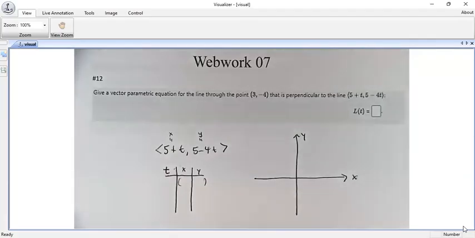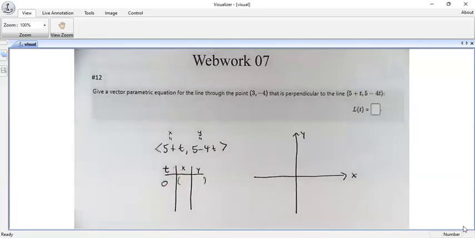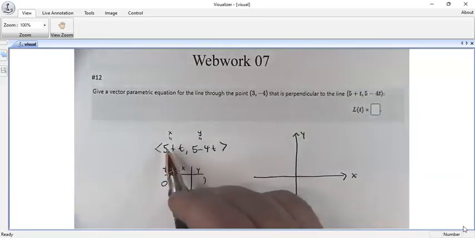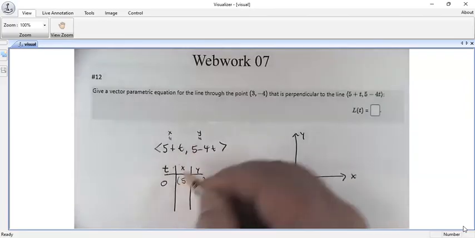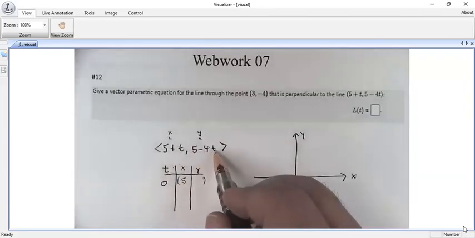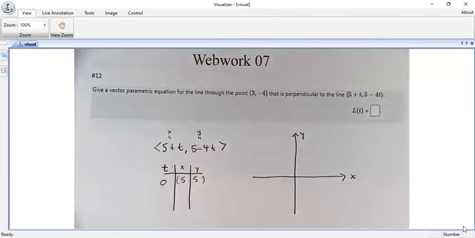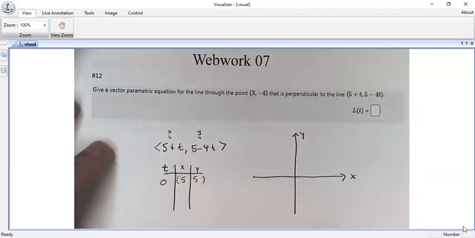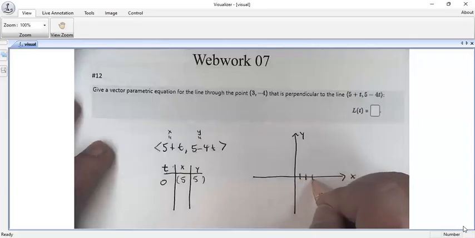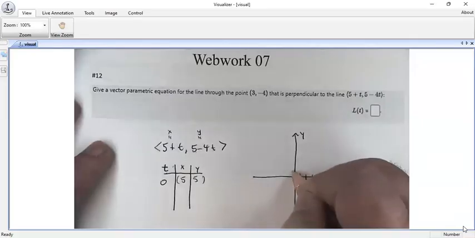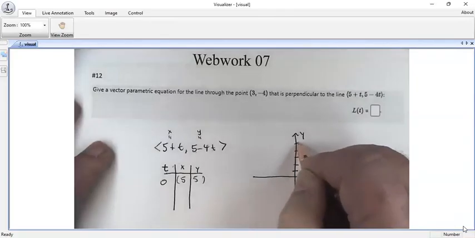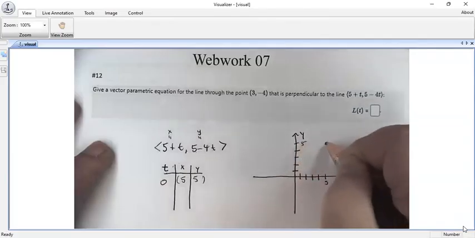First off, I'm going to start with t equals 0. So if you get my initial point here, 5 minus 0 is 5, and 5 plus 0 is 5. So I'm going through the point (5, 5). So that's up here at point (5, 5). So 1, 2, 3, 4, 5, and 1, 2, 3, 4, 5. So I'm up here at this point.